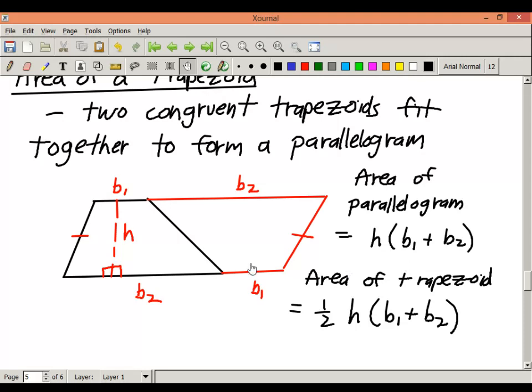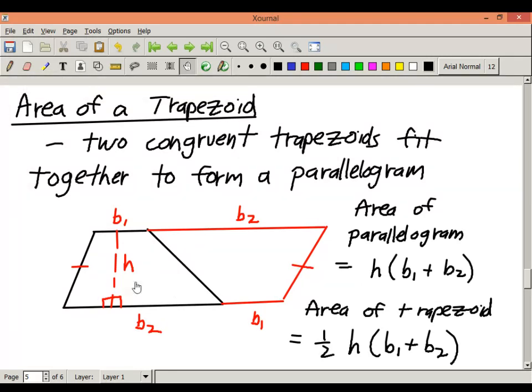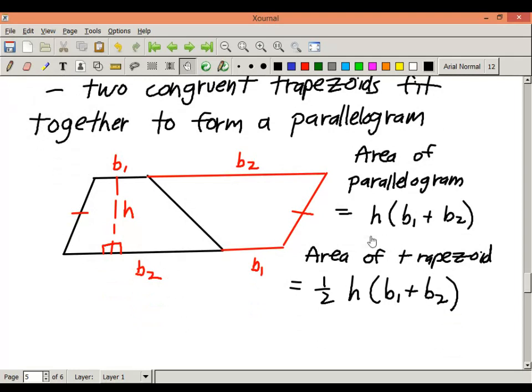But remember, to get that parallelogram, we had to double the area of a trapezoid, the black one. And so it would make sense that the black trapezoid area is 1/2 of the total parallelogram area. So you take 1/2 of h times the sum of the bases, that is the area of a trapezoid. So the area of a trapezoid is 1/2 times the height times the sum of the bases.